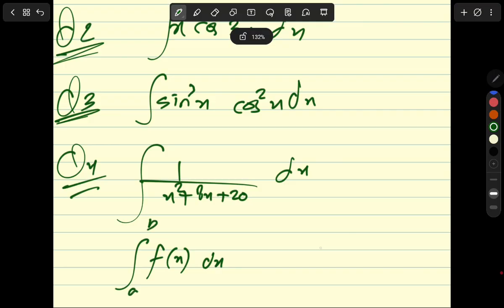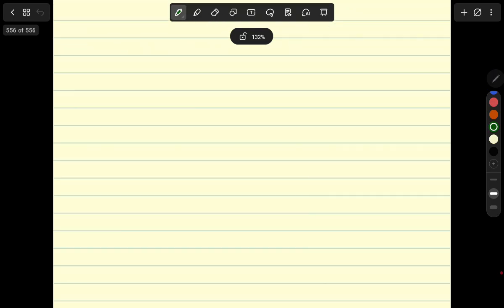And also estimate the integral of f(x) dx between a and b for n number of intervals, right? So tell me how you're going to do it. This is a proper trapezium rule question.